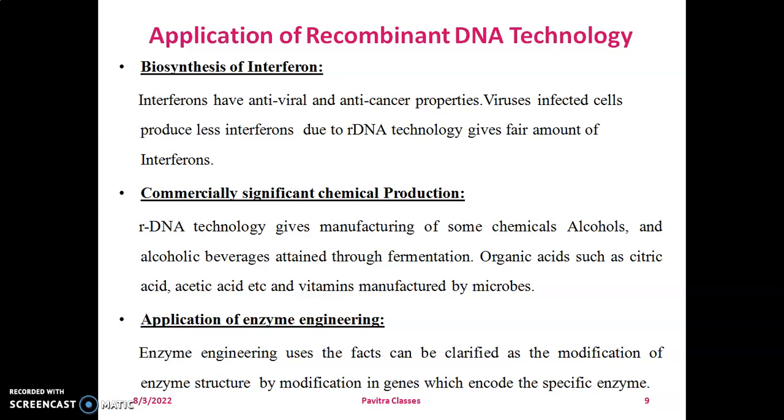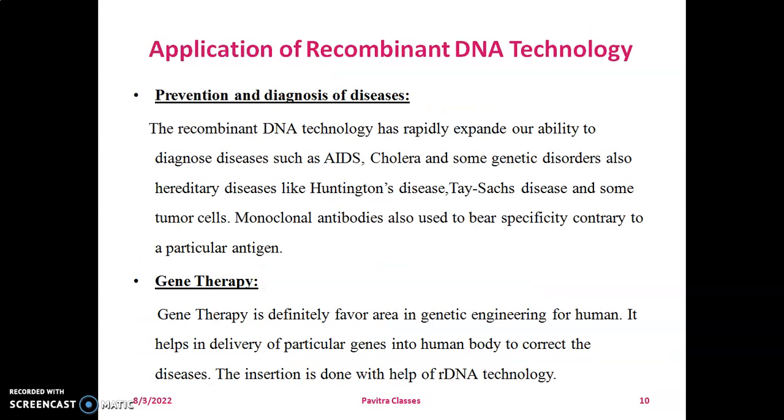Next is the application of enzyme engineering. Enzymes play an important role in all chemical reactions. Enzyme engineering can be defined as the modification of enzyme structure. The modification of enzyme structure is based on the modification of the gene of that particular enzyme. So when the gene is modified, alteration in the enzyme also happens.